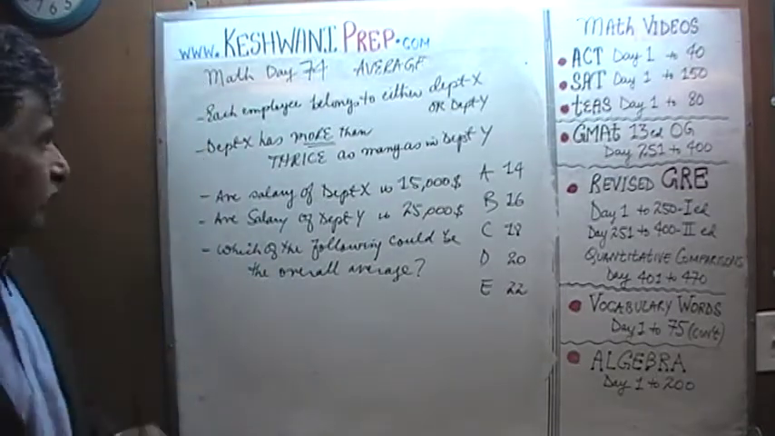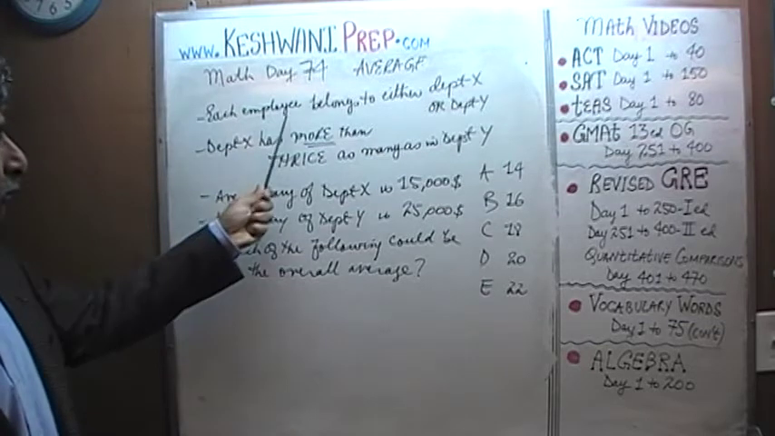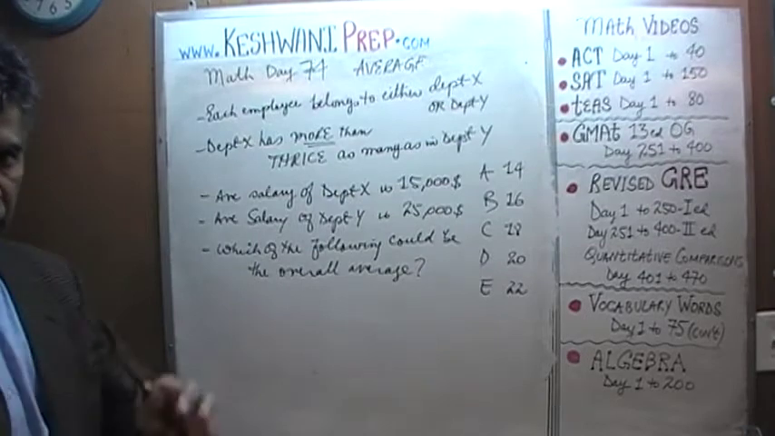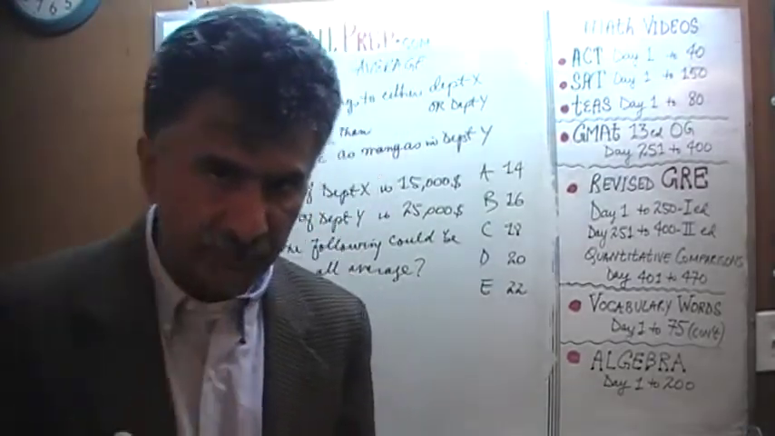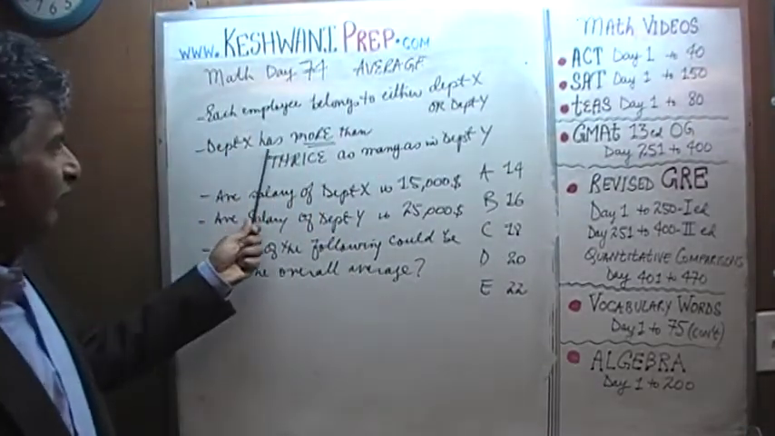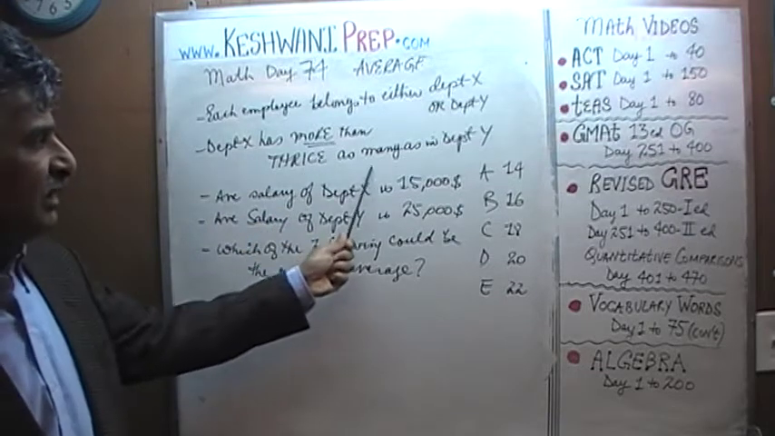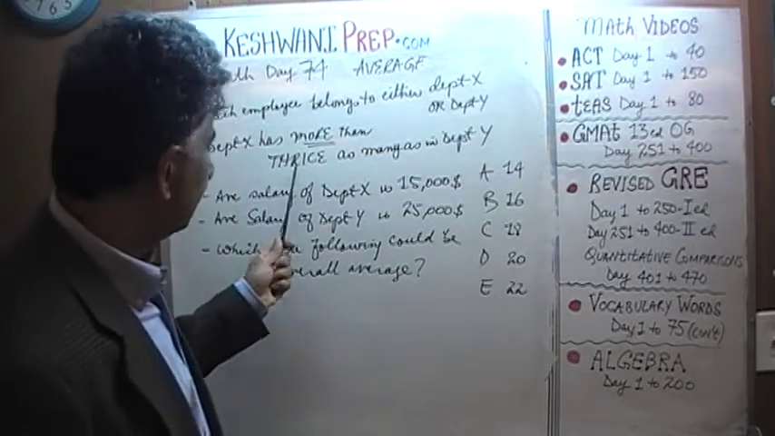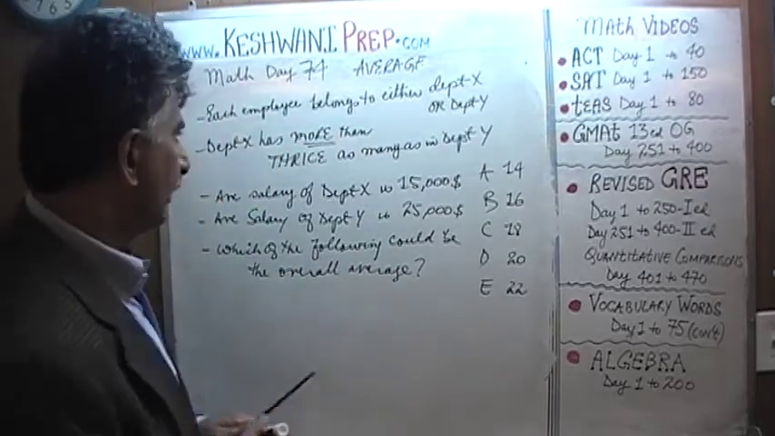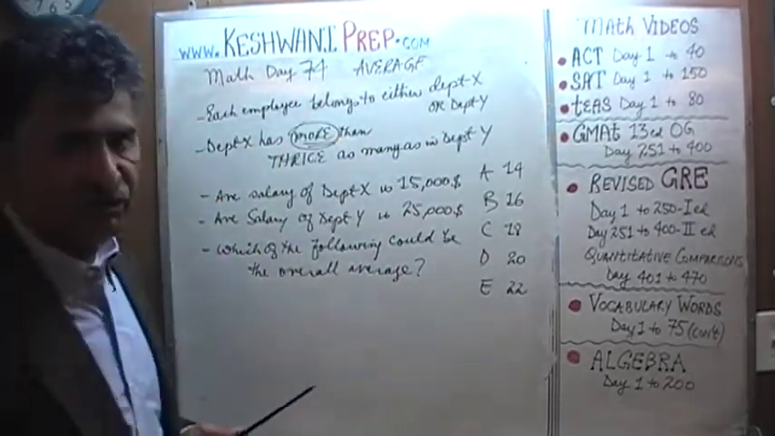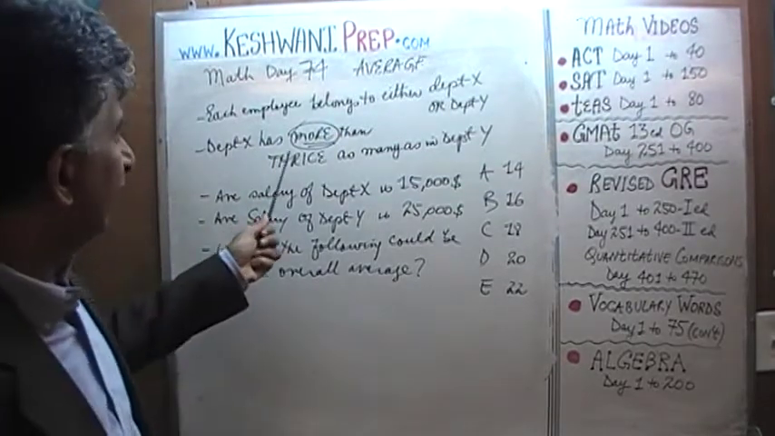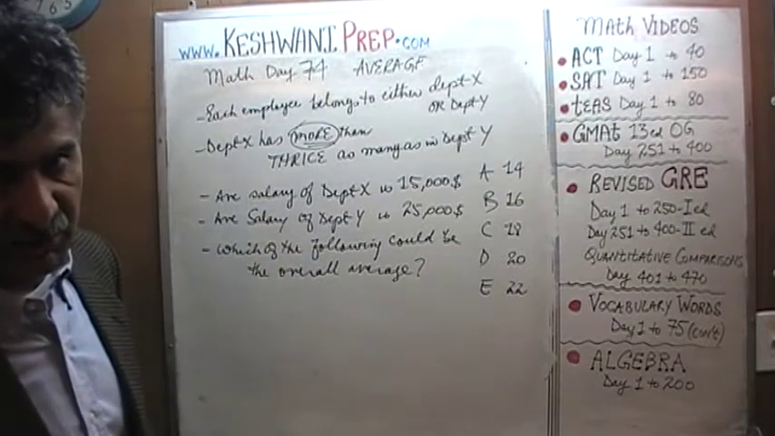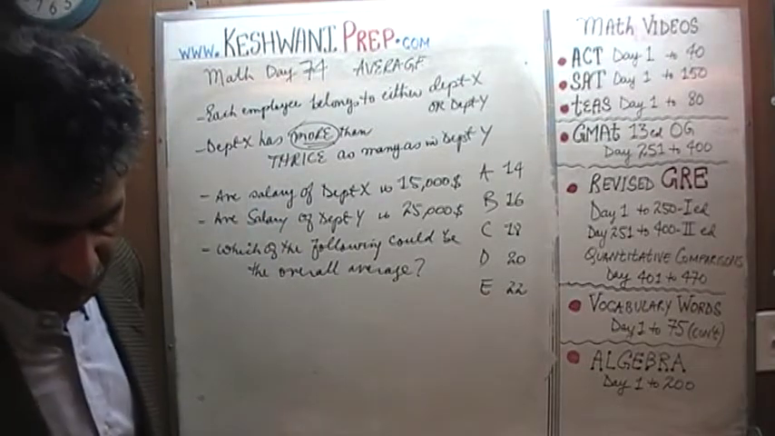Here's what we're told. Each employee belongs to either department X or department Y. Everybody in the company belongs to either department X or department Y. We are told that department X has more than thrice as many people as in department Y. More than, remember, not exactly. We are not told that department X has thrice as many people, we are told that it has more than thrice as many. Thrice means three times as many, more than three times as many.